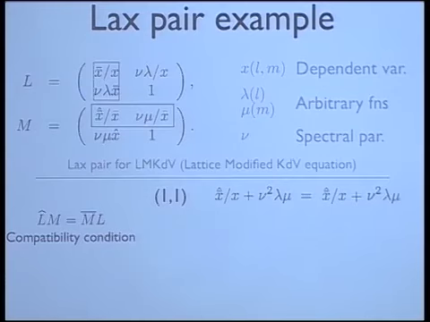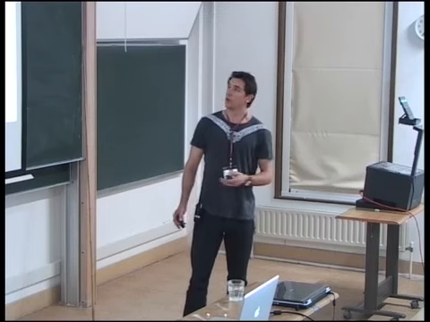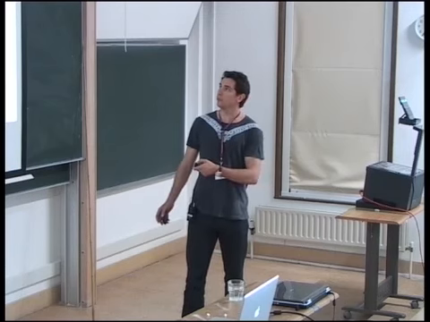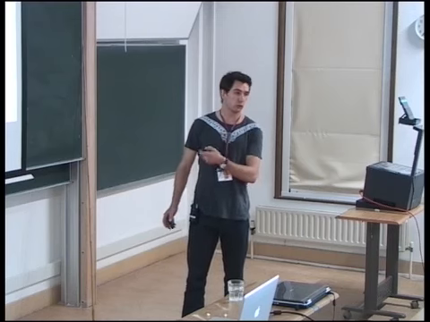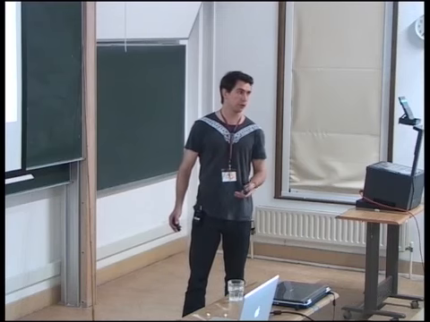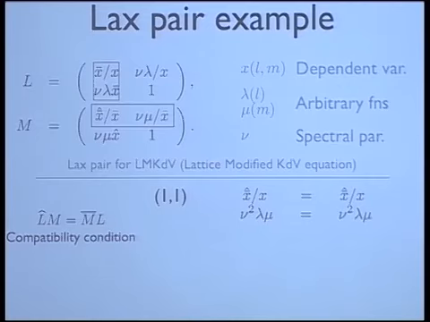I wanted to show you this for an important reason, which is that we have two different powers of the spectral parameter appearing. We have nu squared and nu to the power of 0. And what this means is we really have two identities coming from the 1-1 entry of this equation. Even though here it doesn't really matter, later on this will be very important.